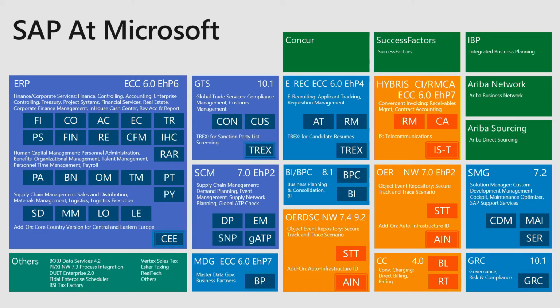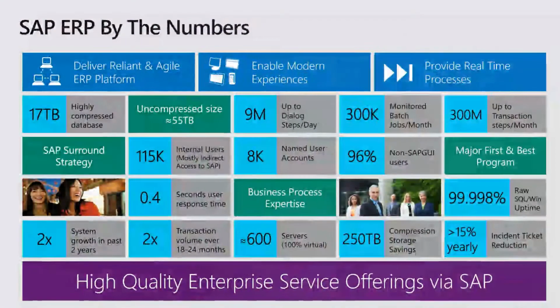And so if you kind of look at our ERP system, like I said, it's about 55 terabytes. We compressed it heavily on SQL down to about 17 because of storage savings. And from a throughput perspective, we're doing about 300 million transaction steps a month. That's average, right? Thanksgiving is coming up. It'll definitely be more.